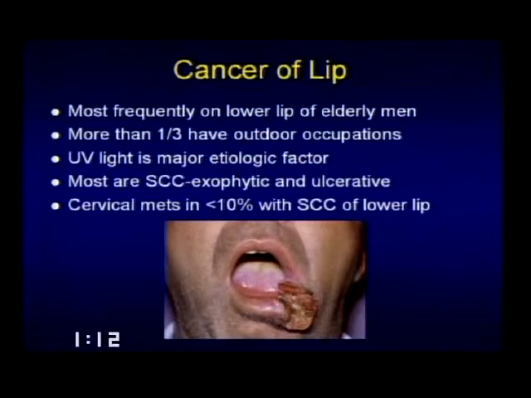Moving on to cancer of the lip. The most frequent cancer of the lip more frequently involves the lower lip, obviously due to the sun involvement. It involves mostly elderly men. More than a third of those who present with cancer of the lip have outdoor occupations. UV light is the major risk factor for development of cancer. Most are exophytic and ulcerative, and cervical mets are rare. As we talked about before, the exophytic type of cancer spreads very superficially and therefore doesn't invade, so the risk of metastasis is less.